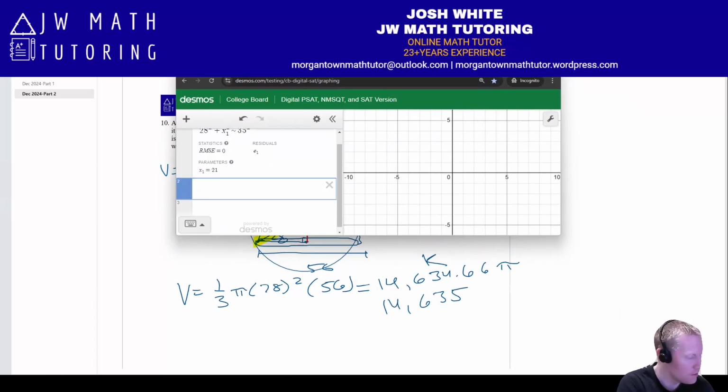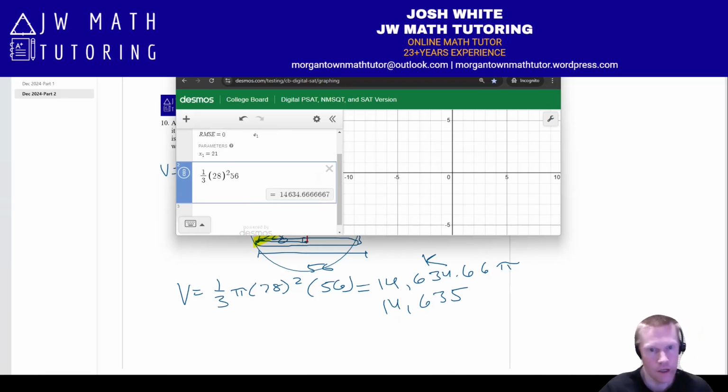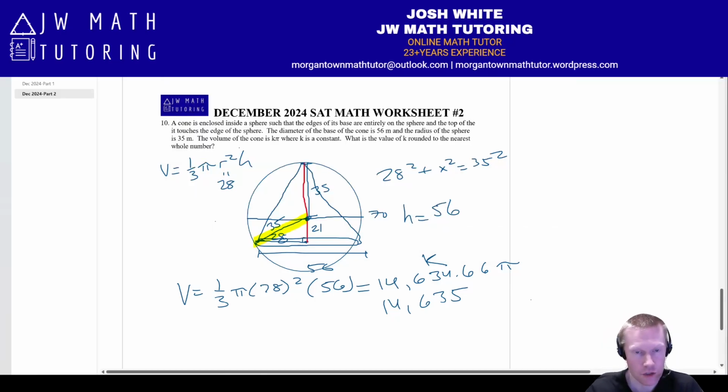Slide this up. 1/3. Okay, technically I'm just going to ignore the pi because we don't need that. We just need everything else besides that. All right, so yep, there we get 14,634.666, 2/3. And again, we can round that to 14,635. So that should be the answer to this question.